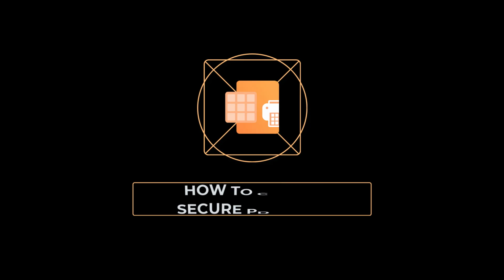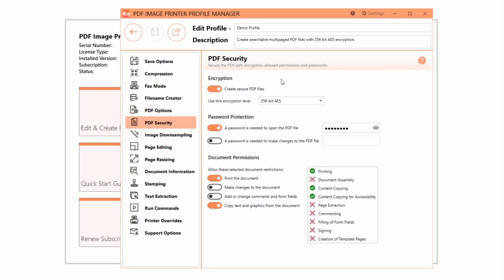How to create secure PDF files with Raster Image Printer 12. PDF files can be created with or without security. Creating a secure PDF file allows you to restrict what can be done with the contents of the file.